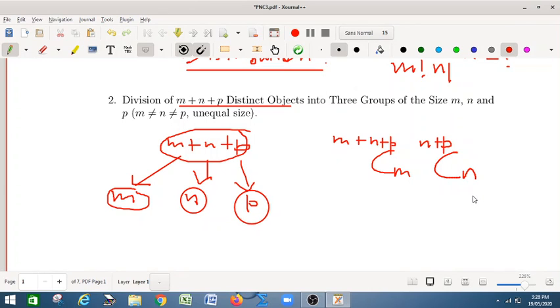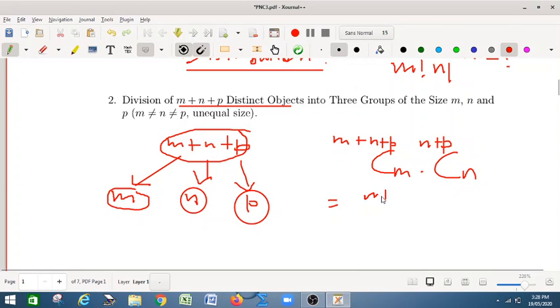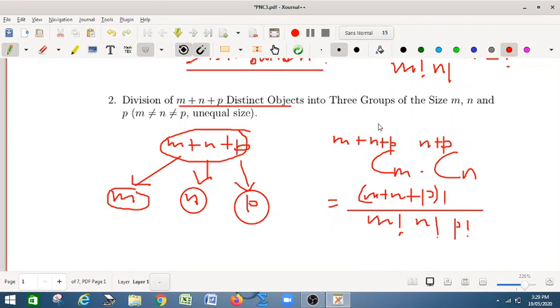So this is how your objects will be divided into three groups, m, n and p, and this product is equal to factorial m plus n plus p divided by factorial m into factorial n into factorial p. Clear? So this is how the division of m plus n plus p distinct objects into three groups of sizes m, n and p, of unequal size, works. First you have to select m objects, then n objects, then p objects.